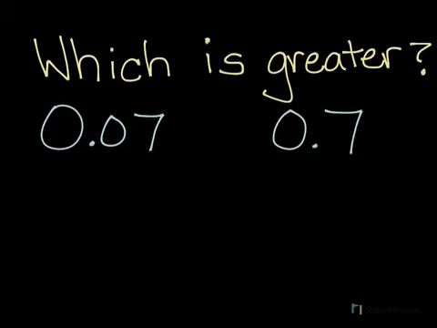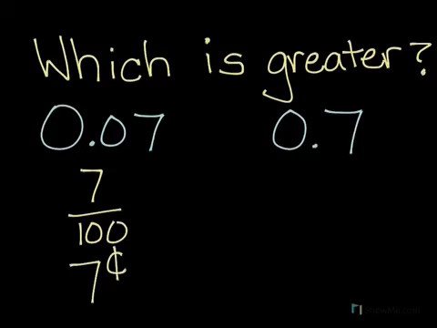Which is greater? So our first decimal has 0/10 and 7/100ths. 7/100ths is written as a fraction like that. That literally would be 7 pennies or 7 cents.